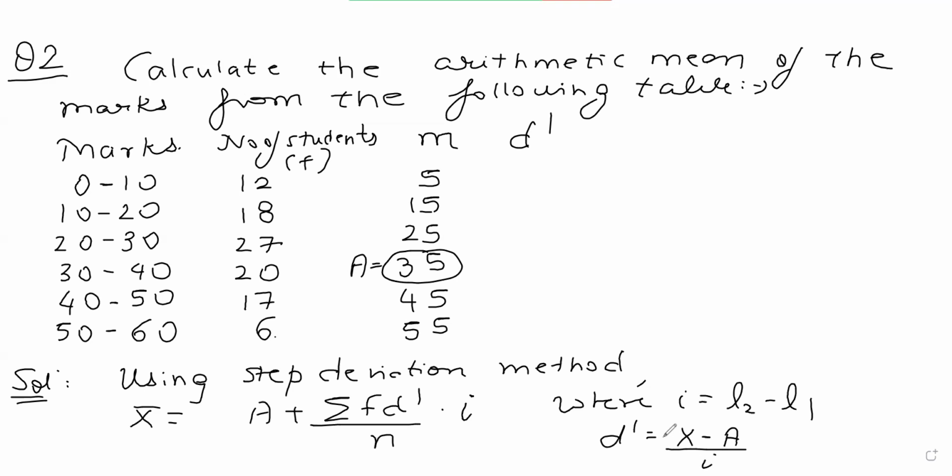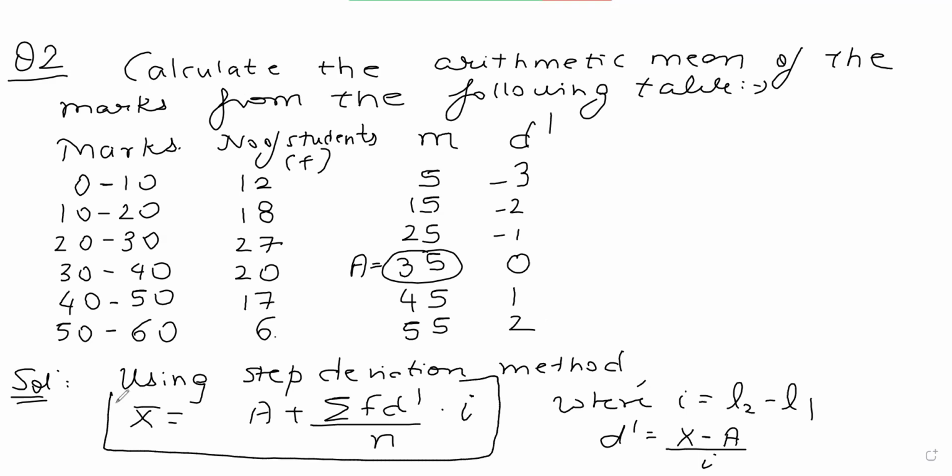So if you look at it, you don't even need to calculate it. Assume mean is 35. This is 0, minus 1, minus 2, minus 3, 1, 2. Very simple. Step deviation method gives you the results in the fastest possible way.